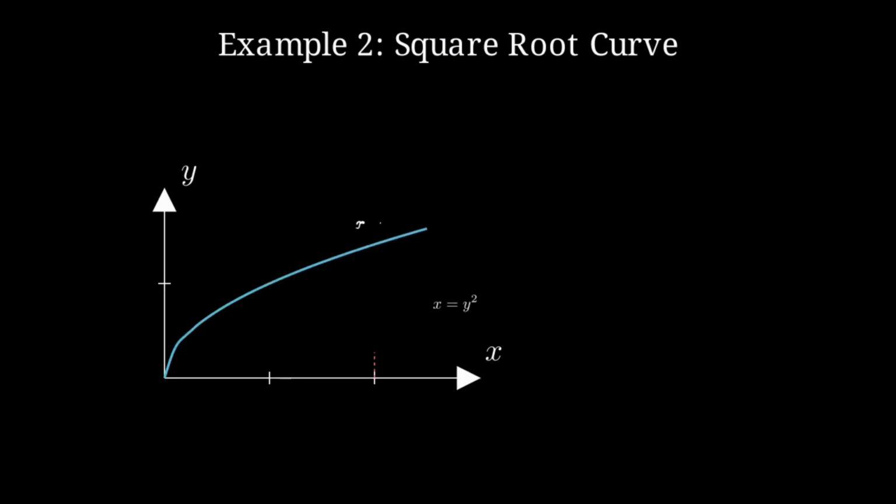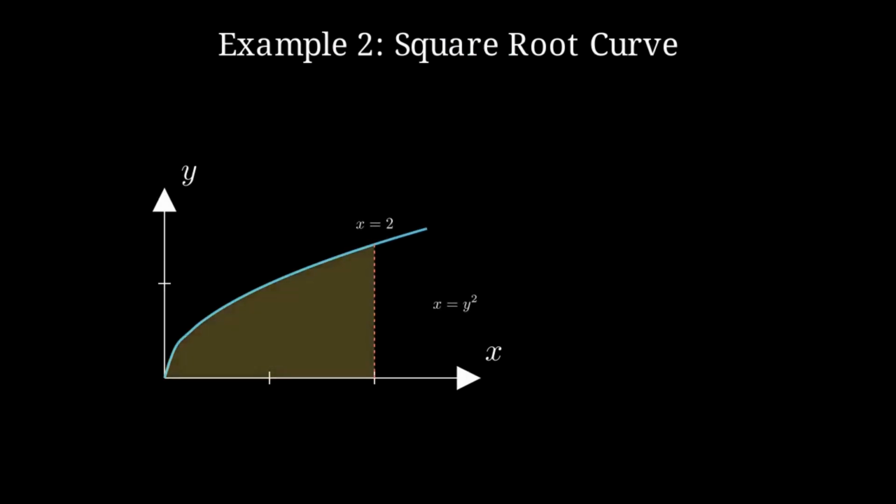In our second example, let's rotate the region between y equals square root of x and x equals 2 around the y-axis. First, we rewrite the curve as x equals y squared. Our outer radius squared is 2 squared, which is 4. Our inner radius squared is y squared squared, which is y to the fourth. The volume becomes pi times the integral from 0 to the square root of 2. This setup accounts for the hole created by the parabola near the y-axis.